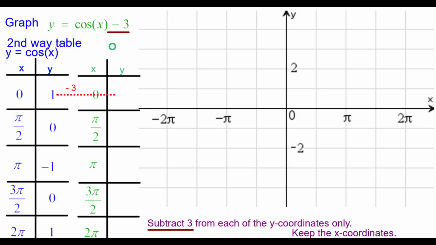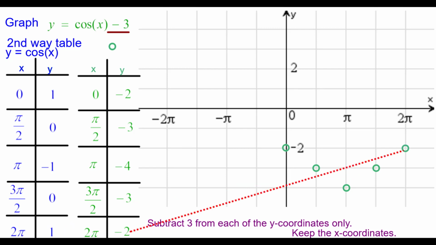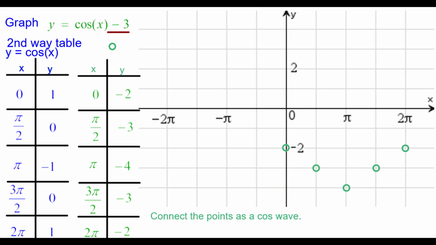So 1 minus 3 is negative 2. Let's plot 0, negative 2. 0 minus 3 is negative 3. So pi over 2, negative 3. Negative 1 minus 3, negative 4, pi, negative 4. 0 minus 3 is negative 3, 3 pi over 2, negative 3. And 1 minus 3, negative 2, 2 pi, negative 2. Let's connect the points as a cosine wave. Frown, smile, frown.